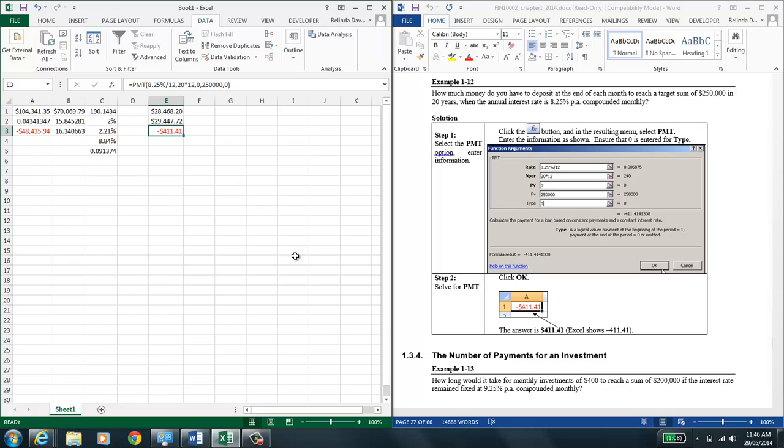Press OK, and we can see that we need to invest $411.41 each month if we want to end up with $250,000 at the end of 20 years.